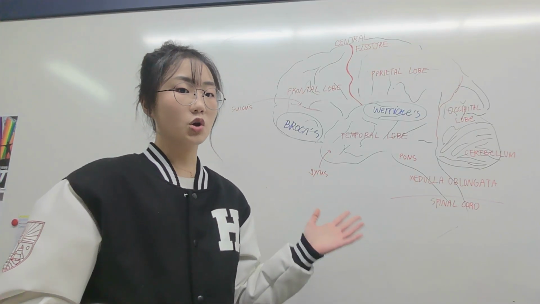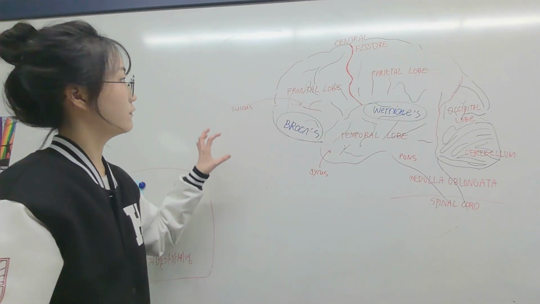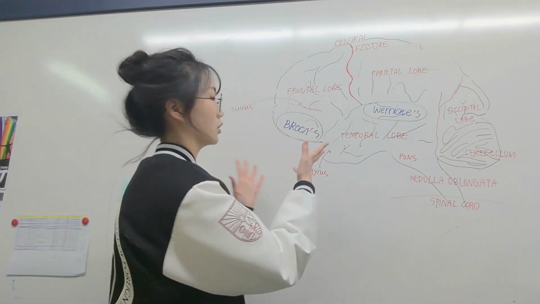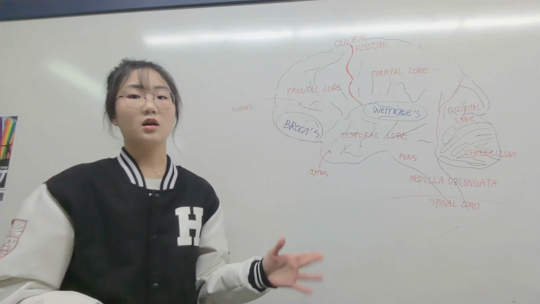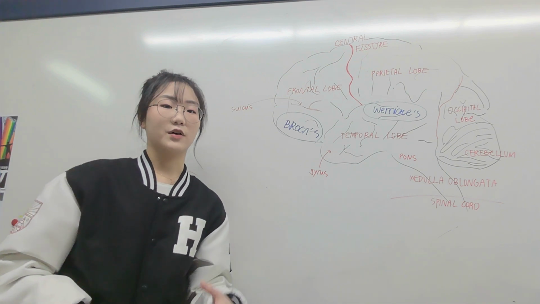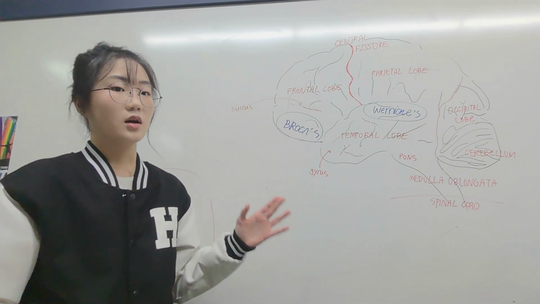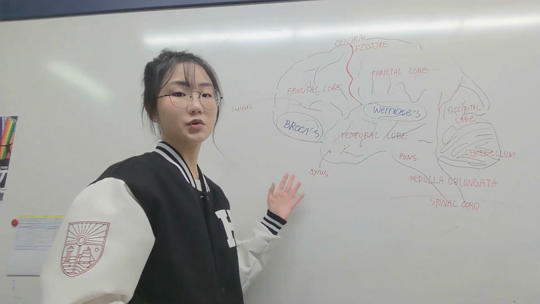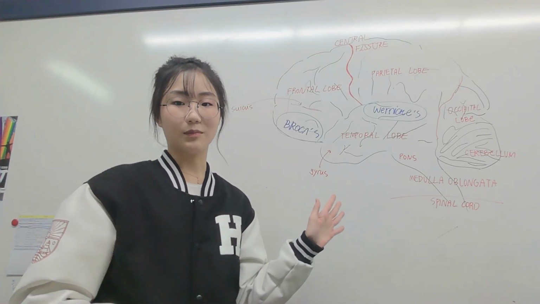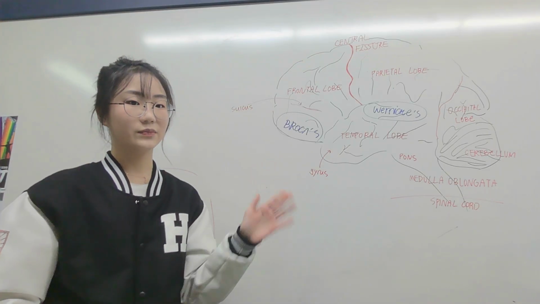So, the frontal lobe is responsible for executive functions such as planning, decision making, personality, and voluntary motor control. The primary motor cortex, which controls movement of the opposite side of the body, is also located here.